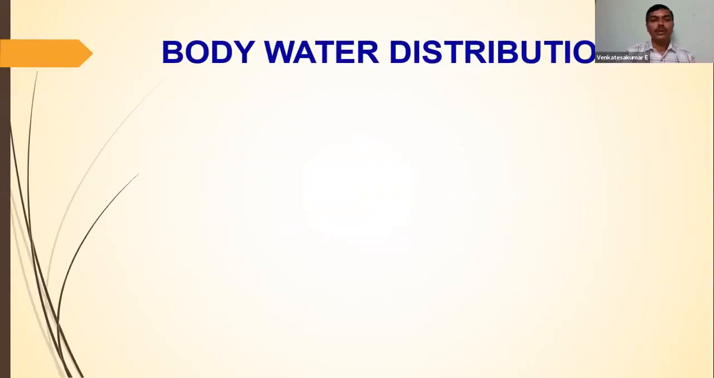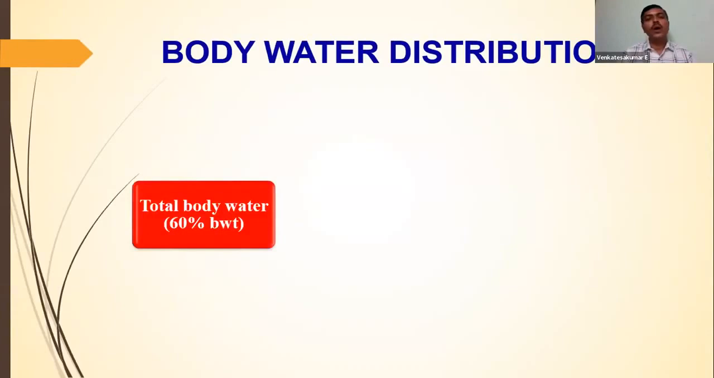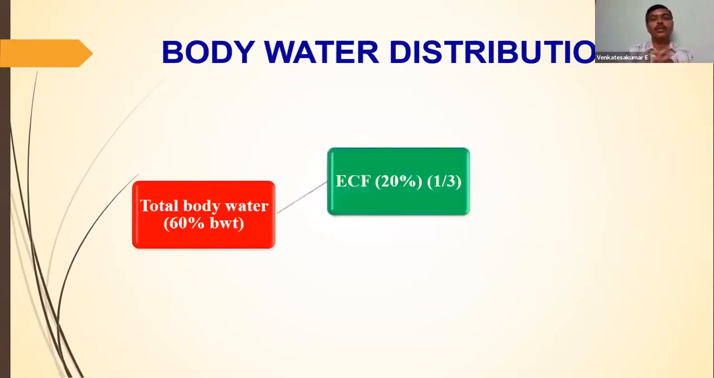So before entering into the actual topic, we should understand the basics of water distribution in the body. Basically, of the total body weight, for 100 kg, 60% is made up of water. That is for adult animals. In young animals it may be 80%. The total body water is distributed in two ways. One is extracellular fluid, that is, outside the cell. That accounts for 20%, which is one third of the 60%.